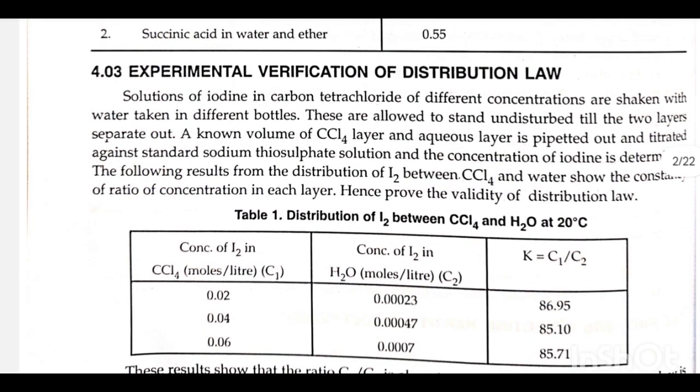Experimental verification of distribution law. Solutions of iodine in carbon tetrachloride of different concentrations are shaken with water taken in different bottles. These are allowed to stand undisturbed till the two layers separate out. A known volume of CCl4 layer and aqueous layer is pipetted out and titrated against standard sodium thiosulfate solution, and the concentration of iodine is determined. The following results from the distribution of iodine between CCl4 and water show the consistency of the ratio of concentration in each layer.